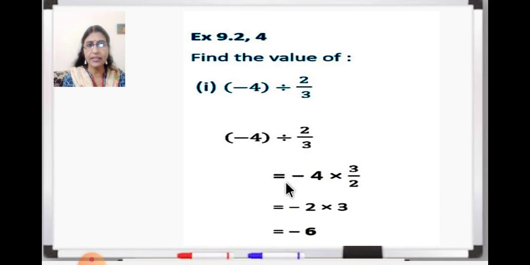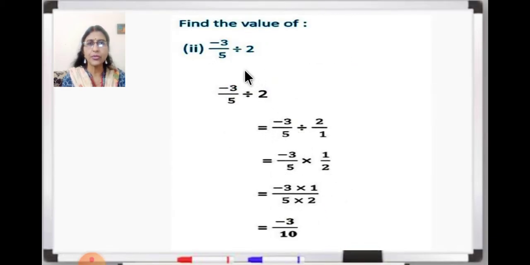So next step you will write minus 4. This division will become multiplication. And then what you have to do, this one you have to write in reciprocal form. So 2 upon 3 will become 3 upon 2. And then we will reduce. This 2 can be reduced. 2 2s are 4. So we will write minus 2 into 3. Minus 2 into 3 is minus 6.